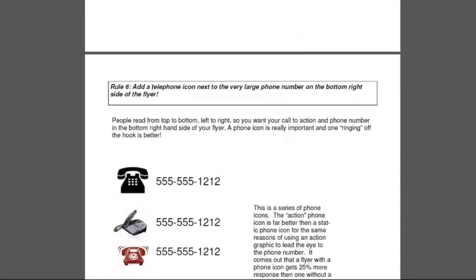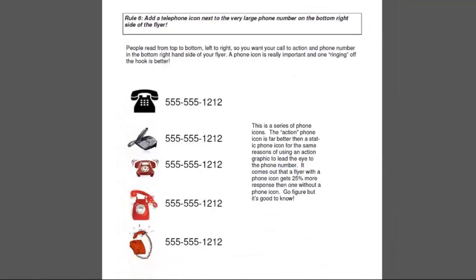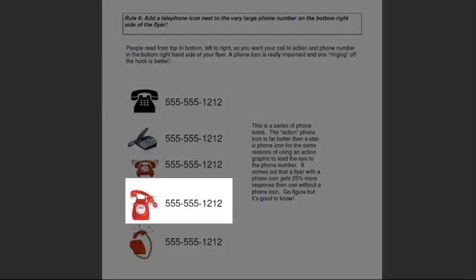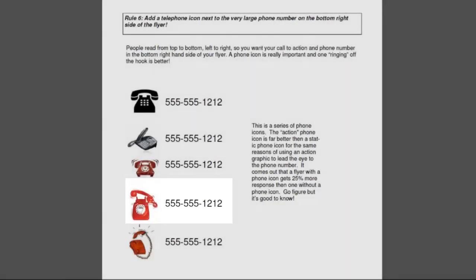Now, the next piece is, and this is kind of a mind blower, next to your telephone number, which should be in the bottom right-hand side of the flyer, you want an icon. You want an action telephone icon. If you have an icon of a telephone ringing, believe it or not, statistically, you'll get 25% more callers. We don't know why, but in fact, it's quite true. So you want an action graphic icon. You see, this one's ringing off and kind of throwing your eye towards the telephone number. This is probably the best of this group.